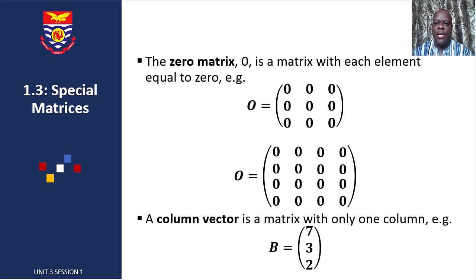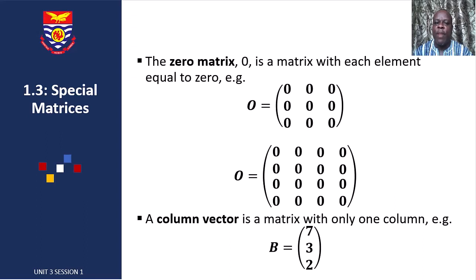Another special matrix to be considered is the zero matrix. And for the zero matrix, each element in the parentheses is equal to 0. You can have it for 3 by 3, you can have 2 by 2, you can even have 4 by 4. For a 2 by 2, the first row will be 0, 0, the second row will be 0, 0. For a 3 by 3, the first row will be 0, 0, 0, the second will be 0, 0, 0, and the third will be 0, 0, 0.